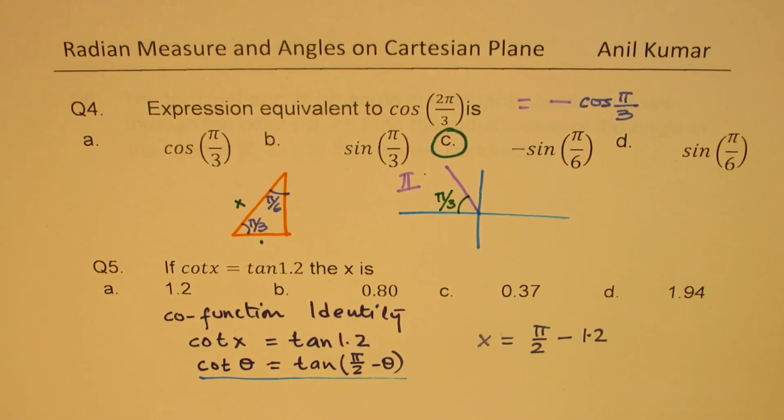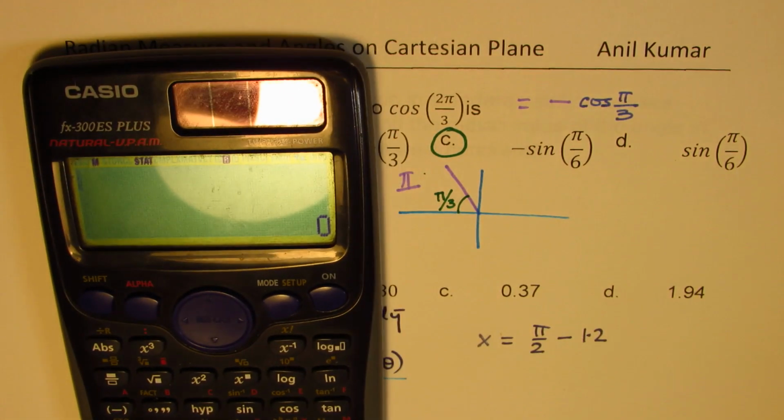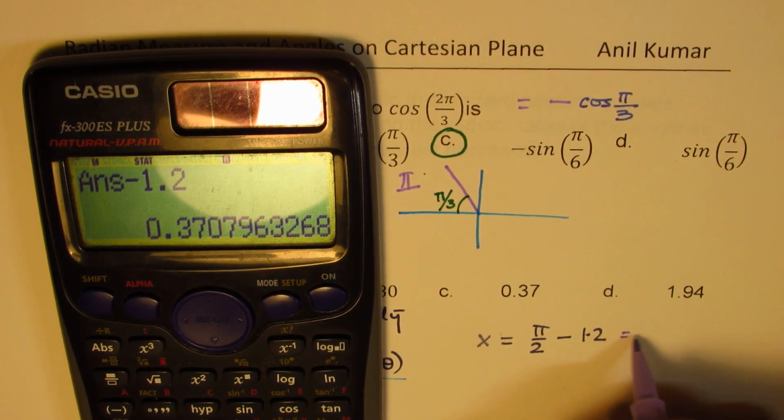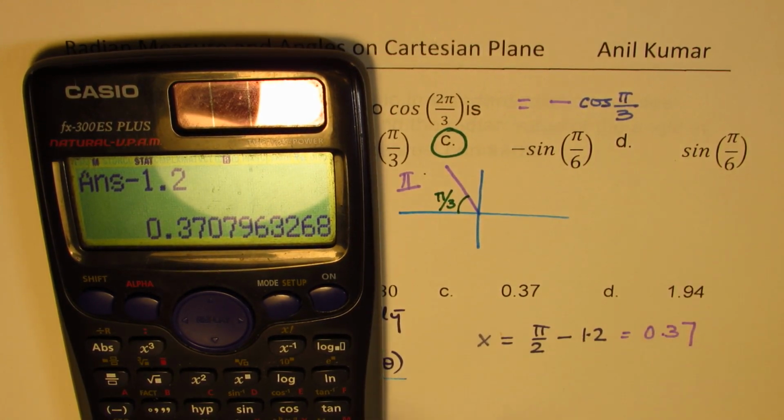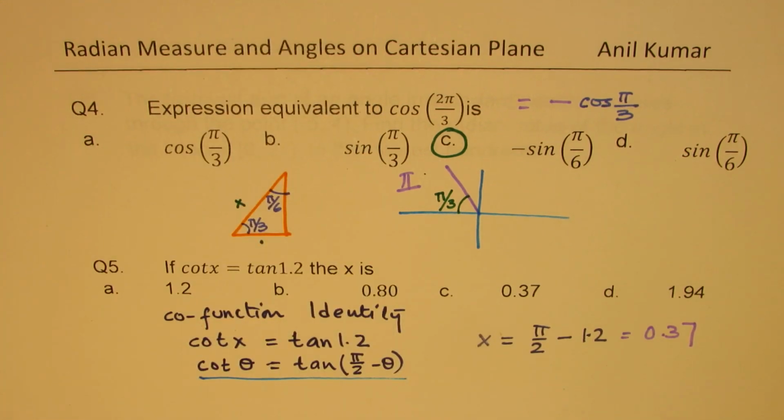So let's use the calculator to find the exact value. Then we are going to match it, right? So we'll do shift pi in this case divided by 2. The value is 1.57, and from there we take away 1.2, and what we get here is equal to 0.37, correct? So 0.37, which is option C, is the right option. Is this clear to you? All right, so that is a very important question from the test point of view.